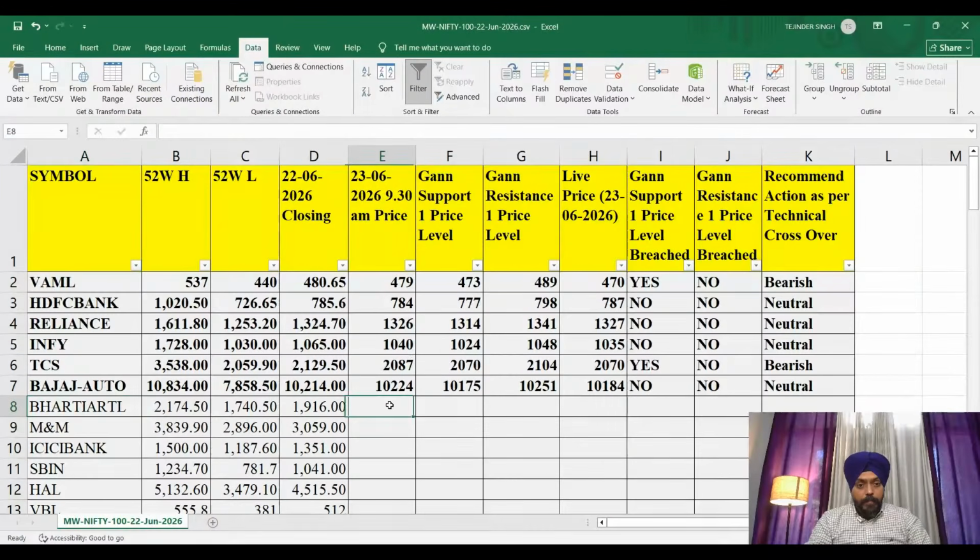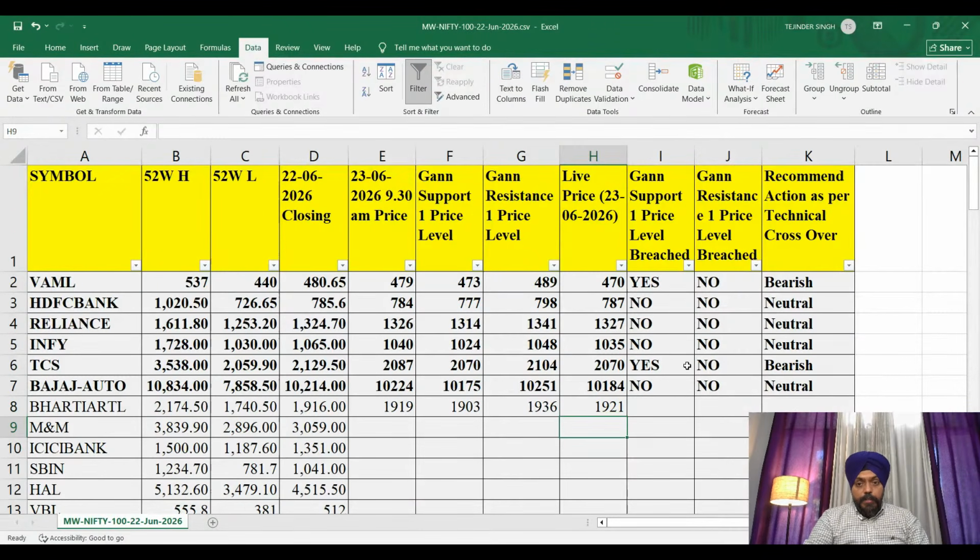So I'm here, Bharti Airtel. You can see the 9:30 AM price was 1919. Gann support price level 1 is 1903, and you can see the resistance 1 is 1936, and you can see the live price. Just now we checked, at 11:37 a.m., how much was it? 1921.